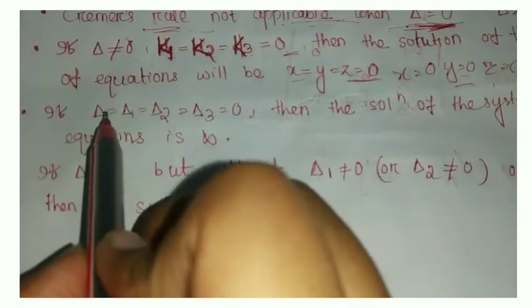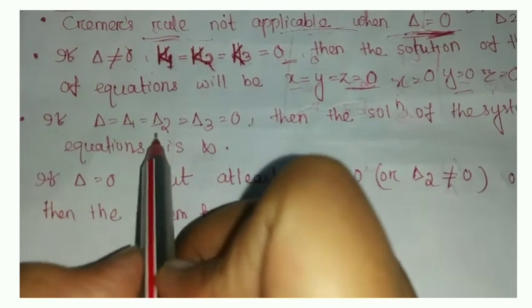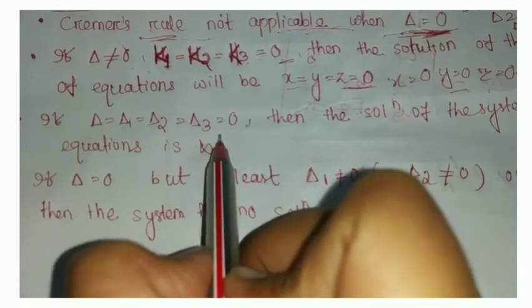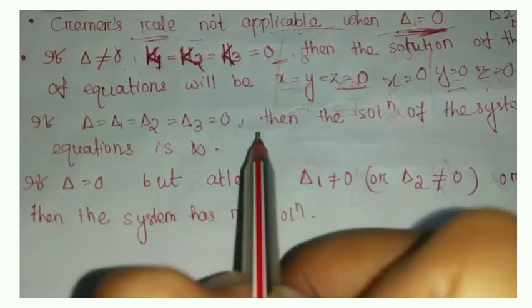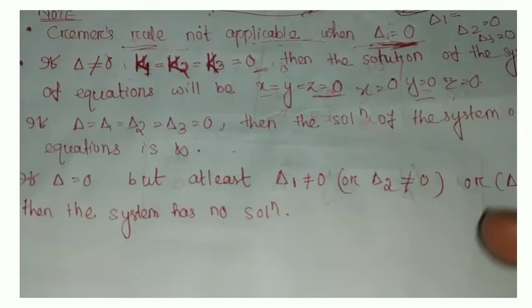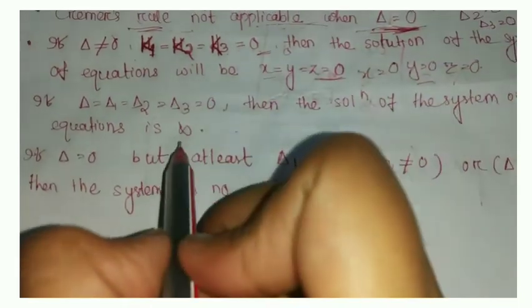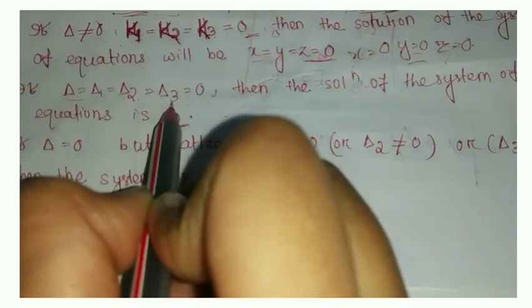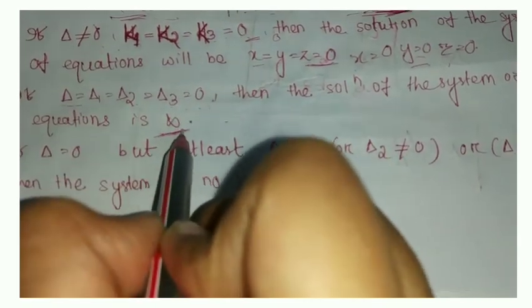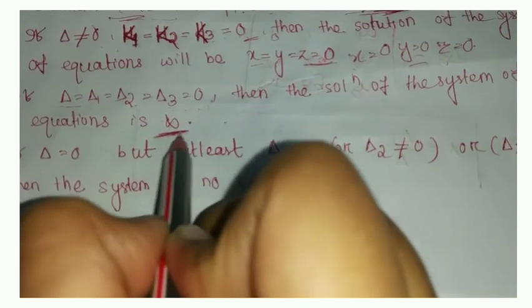And the next point, if del is equal to del 1 is equal to del 2 is equal to del 3 is equal to 0, that means del 1, del 2, del 3 values are equal to 0, then the solution of the system of equations is infinite. If del 1, del 2, del 3 values are equal to 0, then the equations have infinitely many solutions.